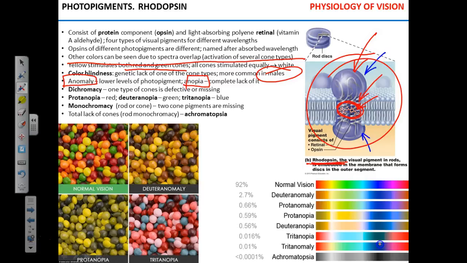So for instance, protanopia is the lack of red pigment right here. Protanomaly is the lower level of red pigment. You can see that people with protanomaly see a little bit of red, just shades. Does that make sense? So what you need to know about this condition is these prefixes. Prota refers to red, deutero to green, and trita to blue.